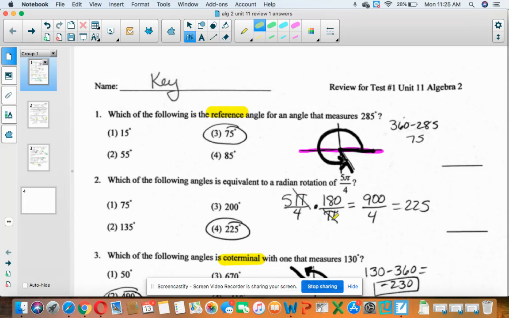So in this case, my pi's cancel. 5 times 180 is 900. I have 4 on the bottom, and 900 divided by 4 is 225 degrees.